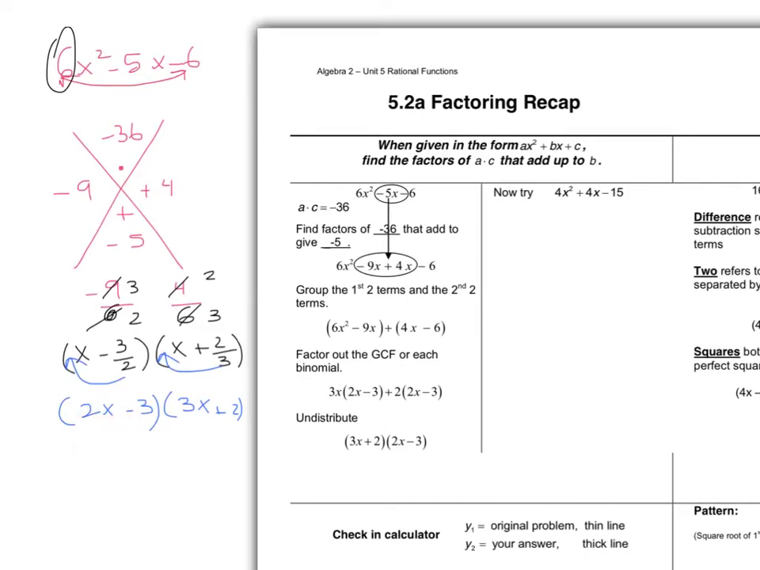So as you can see, we factored this to give you this, whether in the grouping method or the big X method. Now to check if your answer makes sense, you can go to y equals and enter this in y1, and you enter this in y2. Now you can do this as a thick line and this one as a thin line, and you graph it. If they overlap, then your work is right.